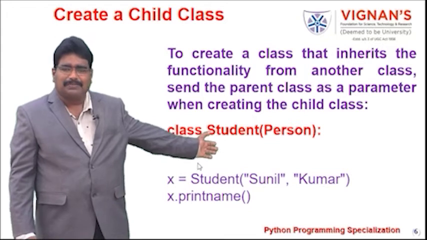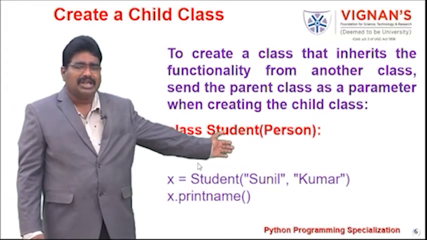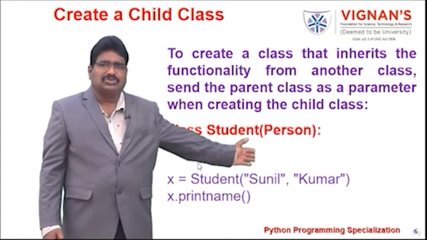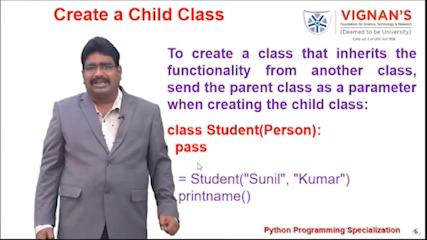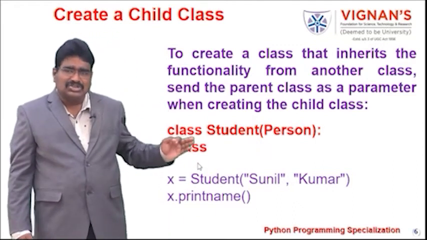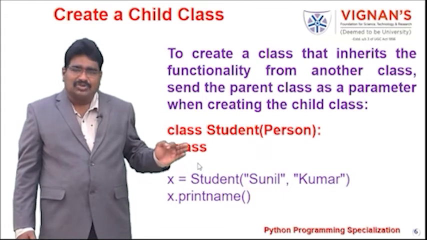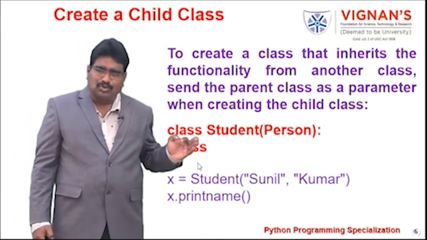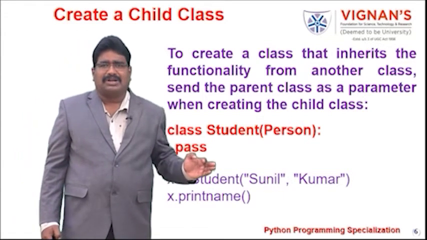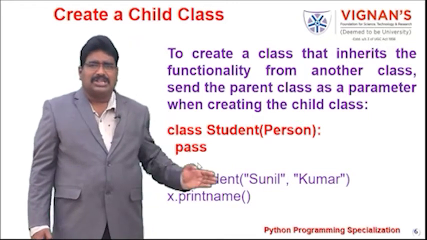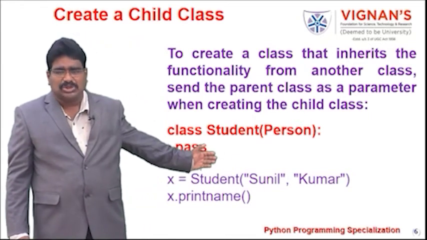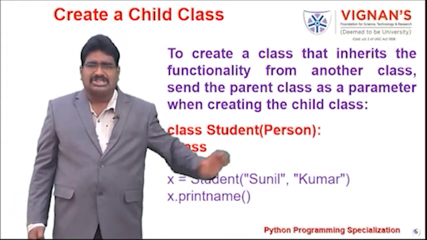Now we discuss with one example how to create an object of the student class. Here x is equal to student, and we are passing the parameters Sunil, Kumar. Then x is a student object, and the student object has two parameters, one is the first name and another one is the last name. The first name attribute holds Sunil, and the last name attribute holds Kumar.